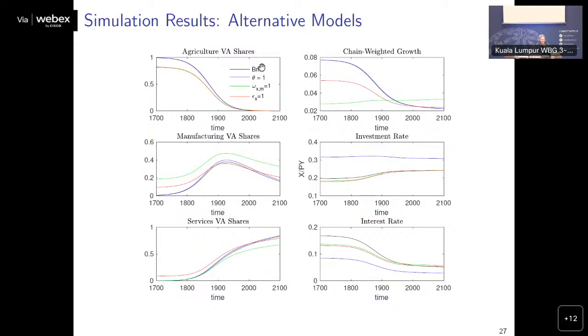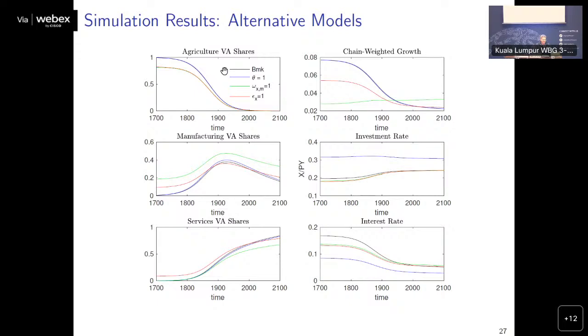So the benchmark is in black. The theta equals 1, the log intertemporal preferences, is the blue. The idea that all of investment is done in the industrial sector is the green. And the idea that there might be a mix of goods going into the investment sector, but there's no structural transformation, it's always the same share, that's going to be the red.